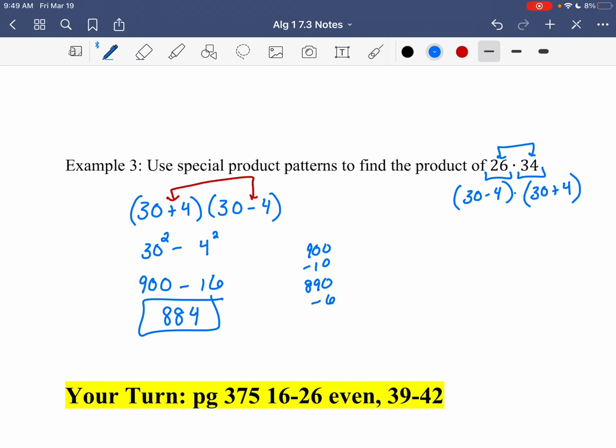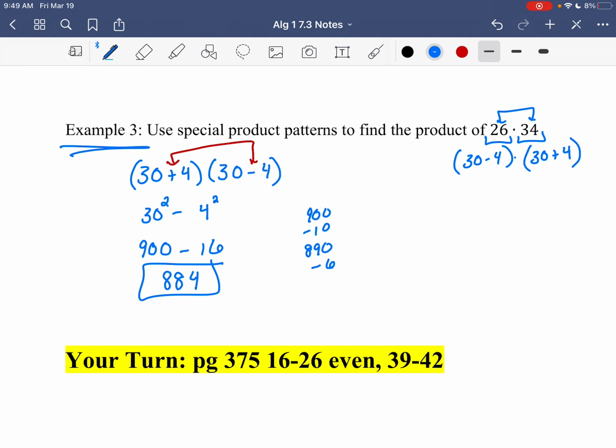Okay. Just a useful way that we can use these patterns. Okay, so next I want you to do, here is the last of the your turn problems, page 375, 10 through 26 even, and 39 through 42.